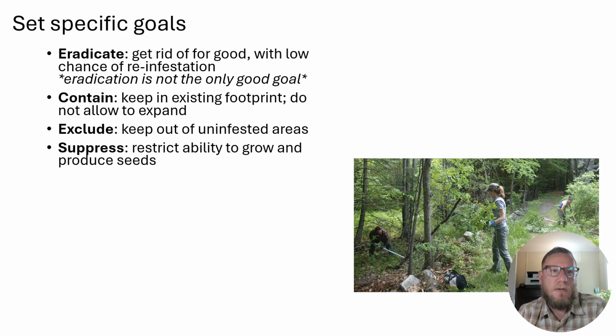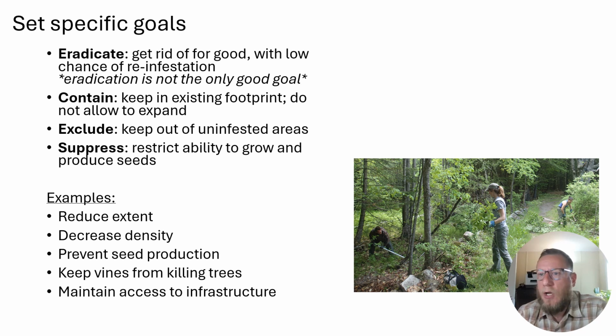All right, and we have some definitions here and things to think about when we are setting specific goals. So I'll just go over some of these definitions. We have eradication, which is getting rid of something for good with low chance of reinfestation. And like I have there, eradication is not the only ideal goal. Containment: keep an existing footprint. Do not allow that population to expand. Exclude: we may exclude something or keep it out of an uninfested area. And also suppress, so restrict its ability to grow and produce seed.